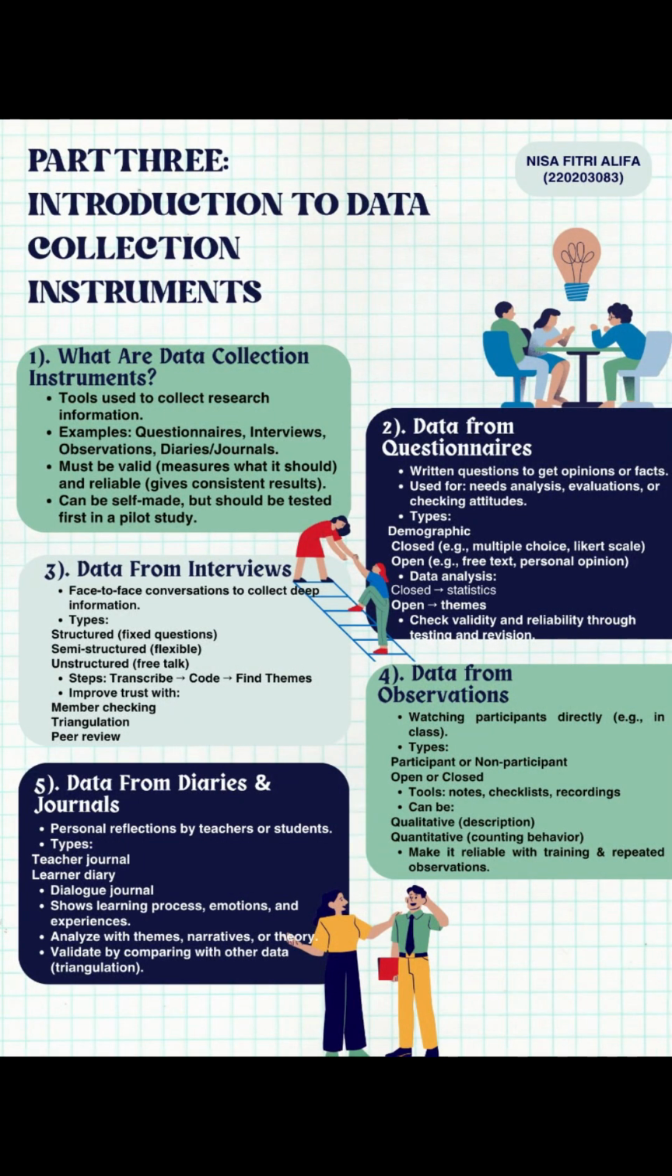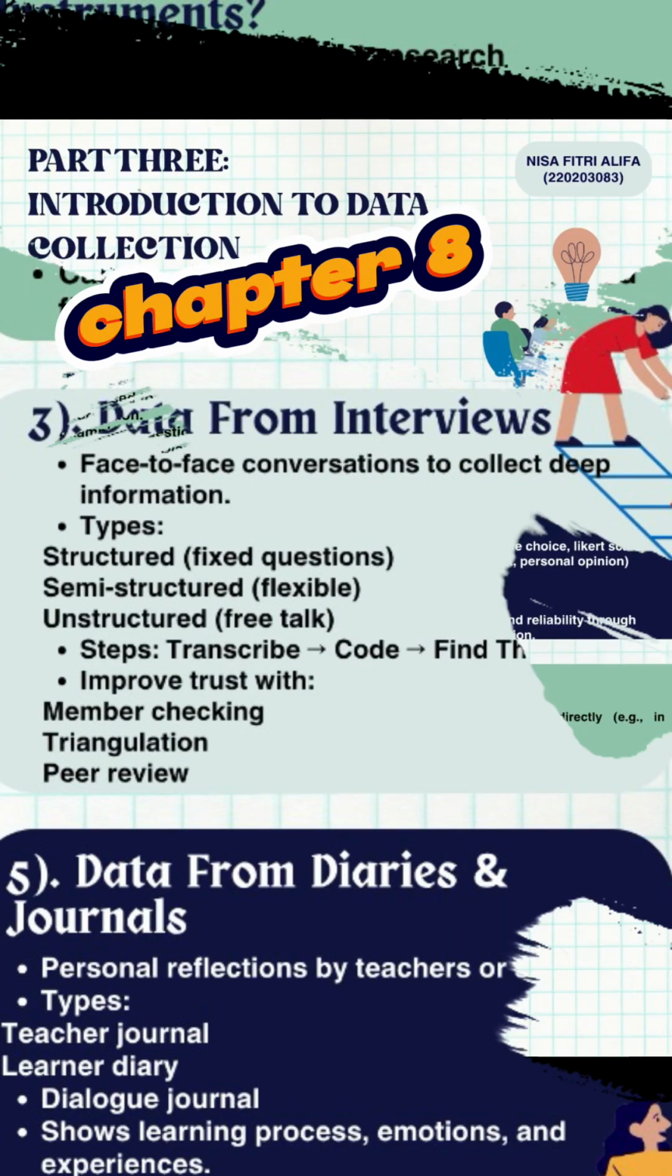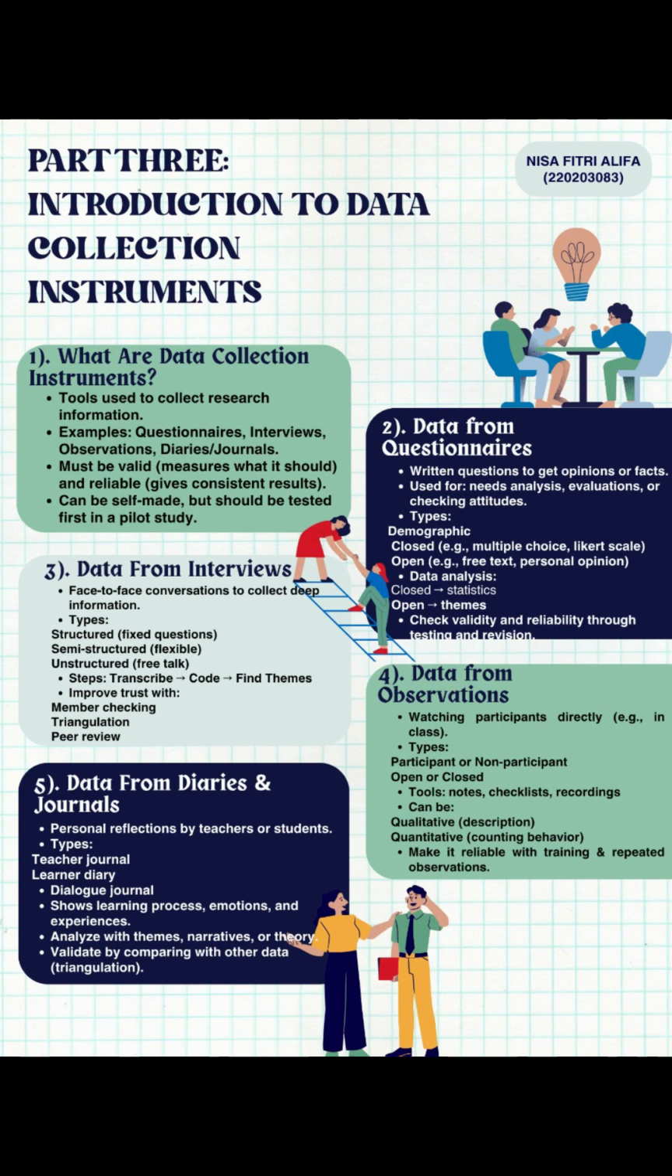Next, chapter 8 is data from interview. An interview is a conversation with a participant designed to gather detailed information. It's a powerful tool for understanding feelings, beliefs, and motivation. There are 3 main types of interview. First is structured, where every participant gets the same set of questions. And the second is semi-structured, where you follow a guide but also ask follow-up questions. And the last is unstructured, which is more like a natural conversation. The interview process includes first recording the conversation, second transcribing the text, next coding, like looking for repeated ideas, and the last is grouping codes into themes.